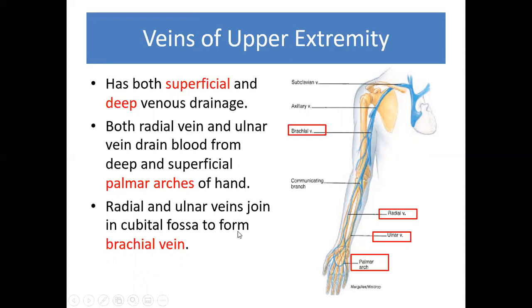The radial vein and ulnar vein, if you see from this picture, this is the radial vein. This is the ulnar vein. Radial vein and ulnar vein will join to form the brachial vein. This merging process or combination process happens at the cubital fossa.